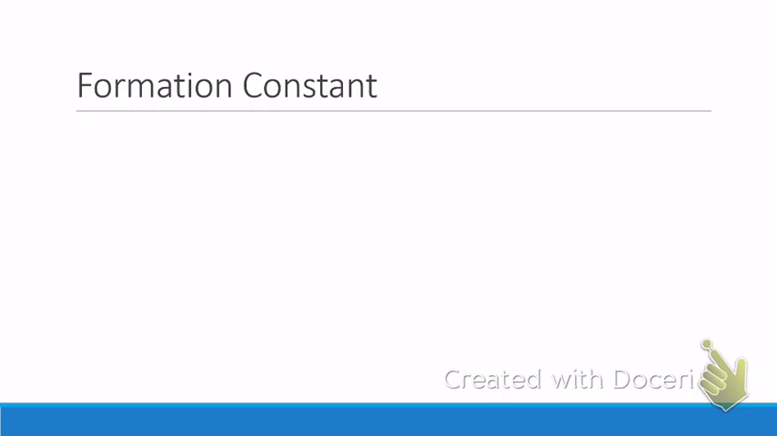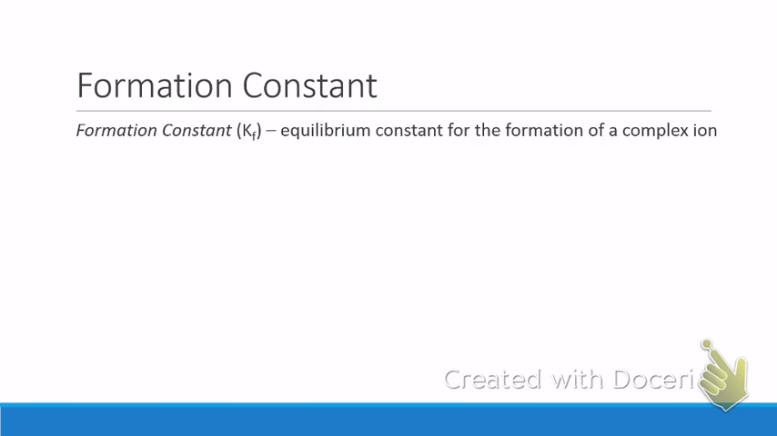And as you might expect, since we're talking about solubility equilibria, this is also an equilibrium reaction. And the type of equilibrium constant here is the formation constant. So the formation constant, or Kf, is the equilibrium constant for the formation of a complex ion. So whereas with Ksp we had our solid breaking apart, the formation constant, Kf, is going to be 2 things coming together to form a larger ion.